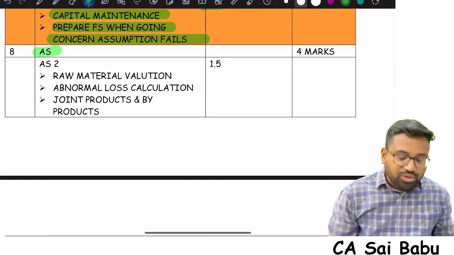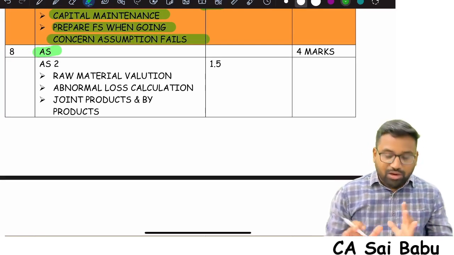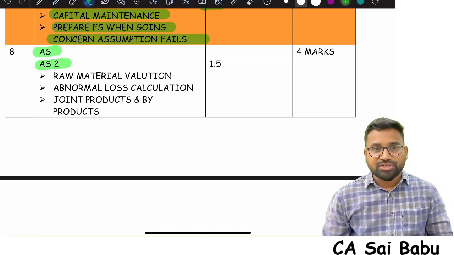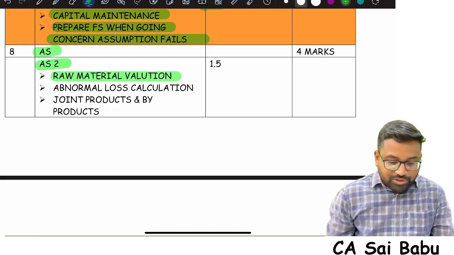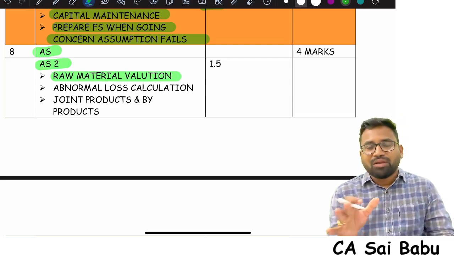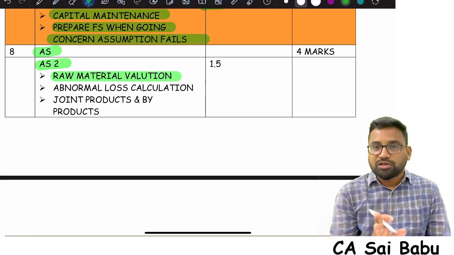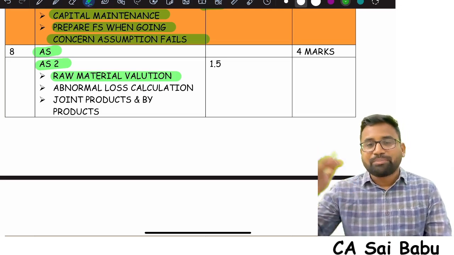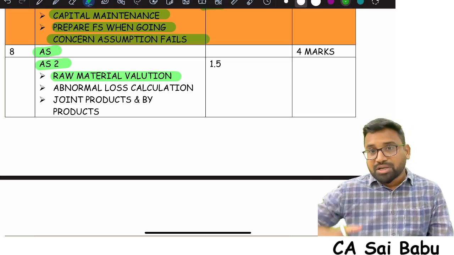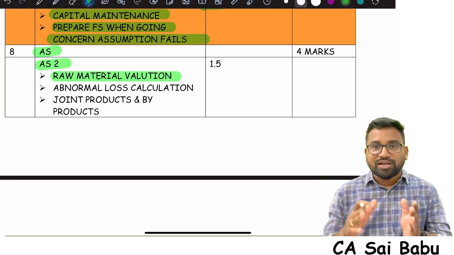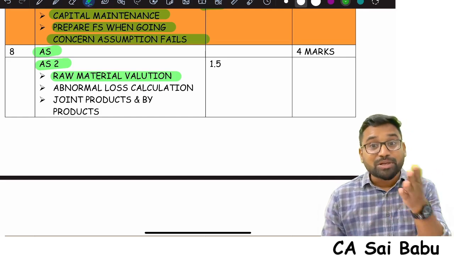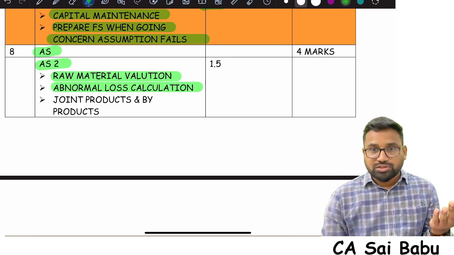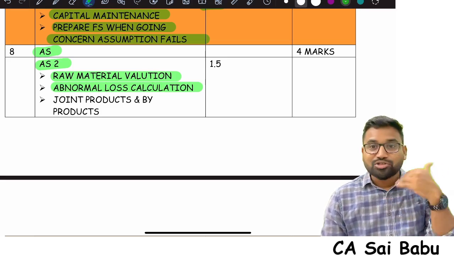Now coming to accounting standards, I have given some accounting standards here. AS2, when it comes to inventory valuation, focus on raw material valuation, because everybody knows how inventory will be valued: cost or NRV, whichever is lower. But raw material is a little bit different. Raw material valuation depends upon the finished goods valuation. Generally raw material is valued at cost, but sometimes it is valued at replacement cost also. Focus on that area, and on how to calculate abnormal loss. If there is an abnormal loss of stock, how it has to be calculated.